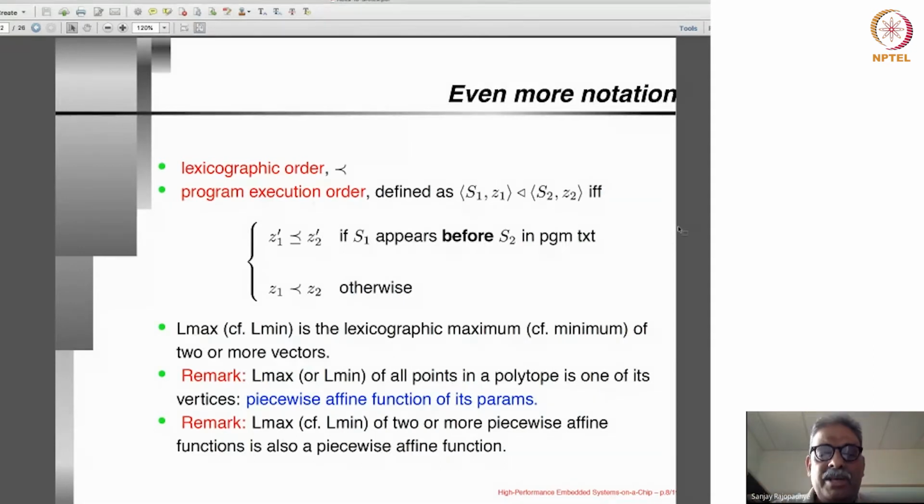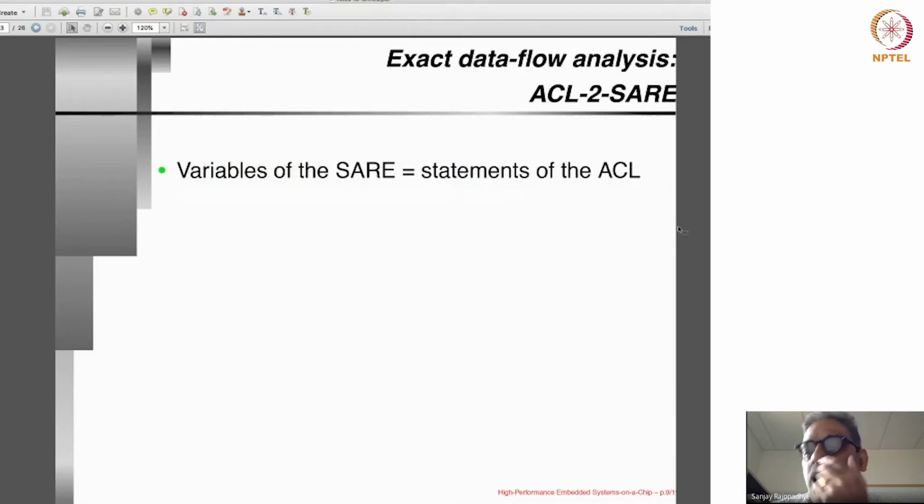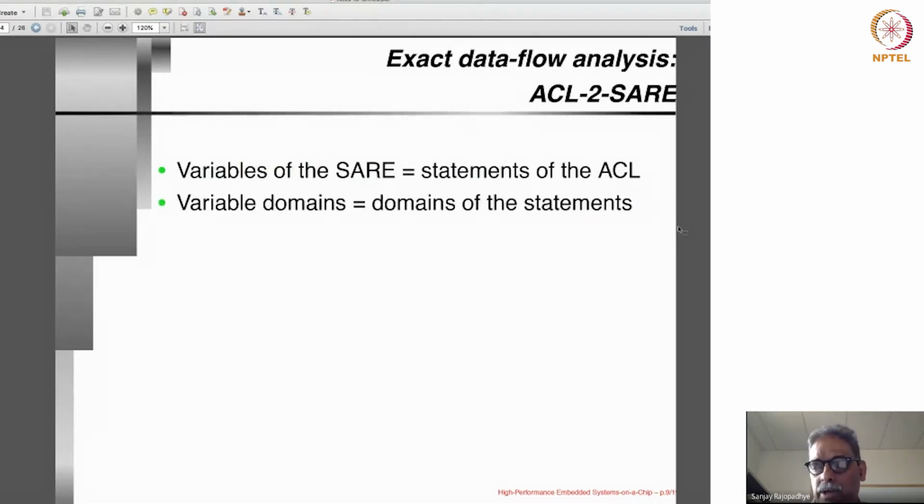The other thing is a lexicographic max or min of 2 or more piecewise affine functions is also a piecewise affine function. Again, these are 2 important mathematical properties that if you spend some time thinking about them, you can work them out. Okay? All right, now we are ready to answer the data flow question.